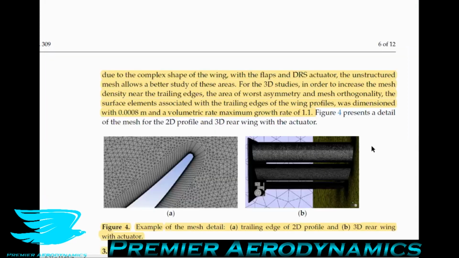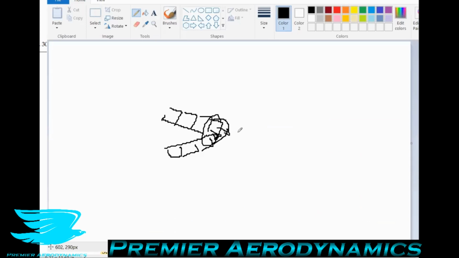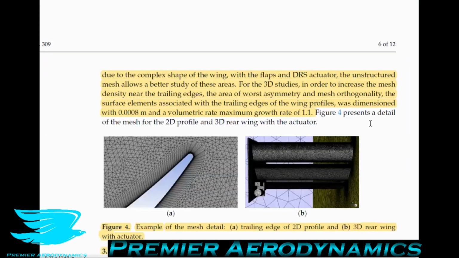And they also say that the volumetric rate of maximum growth is 1.1. So the boundary layer mesh that they have around the airfoil, including the trailing edge here, they're only allowing to grow at a maximum of 1.1. That means the second cell above can only be 1.1 times the height of the first cell, and so on. The third cell can only be 1.1 times the height of the second cell, and so on. This allows the mesh not to grow too quickly, so you won't get as many funky looking cells in the trailing edge section. So that's a good thing to do.